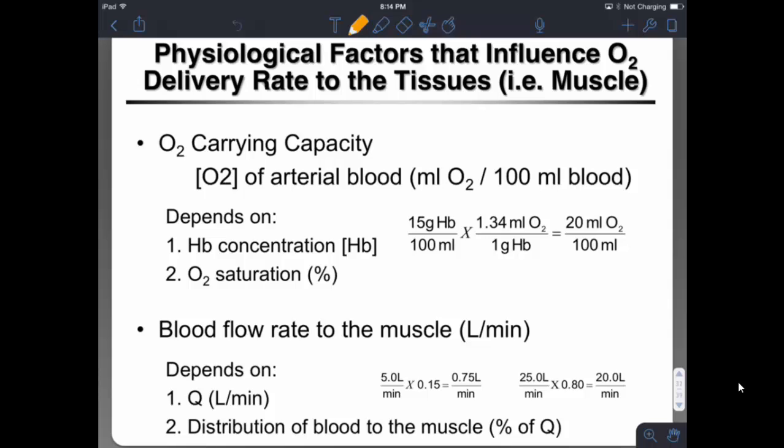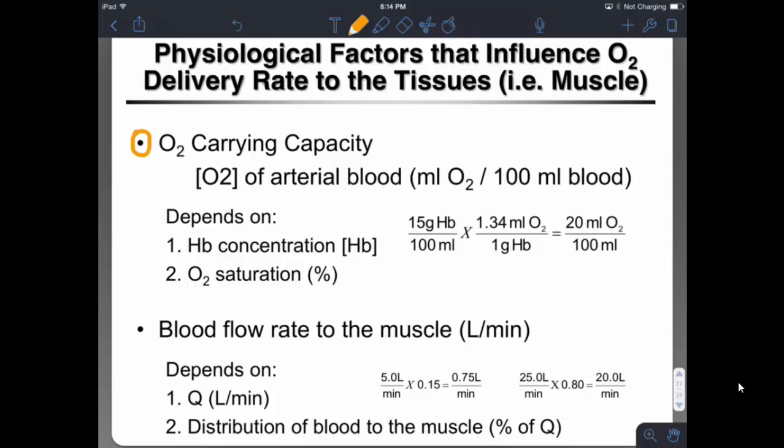The next few slides contain information that we've already covered. I'm just going to pull it together in a different way and organize it. Basically what we're doing now is we're starting to build our final concept map. So the first thing I want to remind you of is the oxygen carrying capacity.